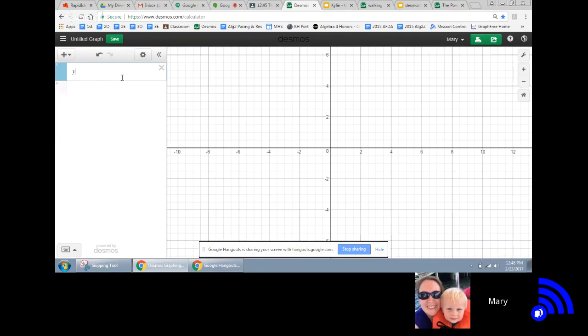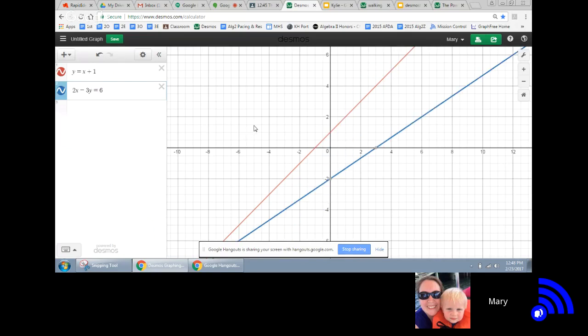So for example, if I just typed in a simple linear equation, y = x + 1, here's my line. And unlike the TI-84, it doesn't even have to be in slope-intercept form. So for example, I could type something in standard form. So 2x - 3y = 6, and you've got your two lines there.